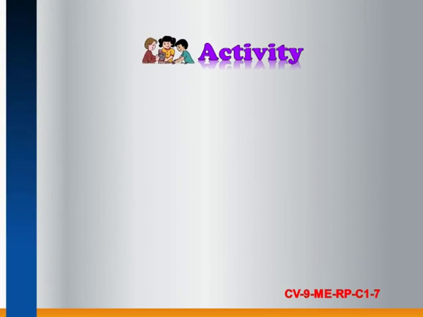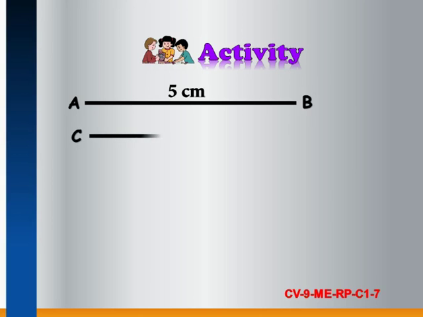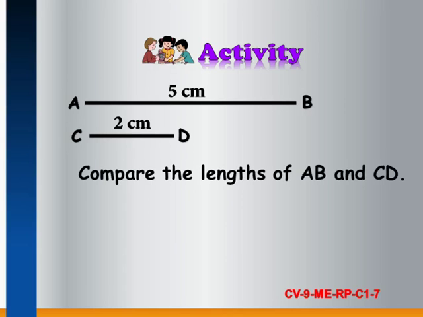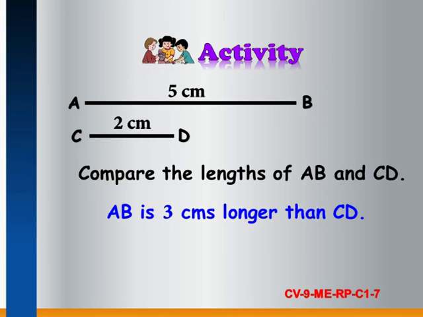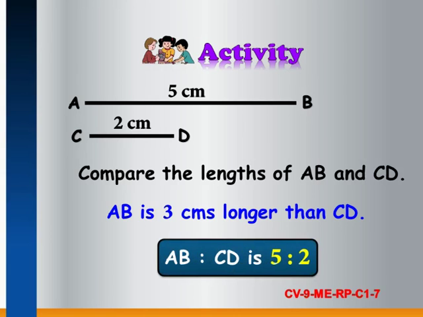Here is an activity. Children, all of you draw 2 line segments. AB is equal to 5 centimeters and CD is equal to 2 centimeters. Now, compare the lengths of AB and CD. Have all of you done it? Yes. What can we conclude by comparing the lines? Yes, AB is 3 centimeters longer than CD. Now, are you ready to write it in the form of ratio? Well done. The ratio of the 2 lines is 5:2.